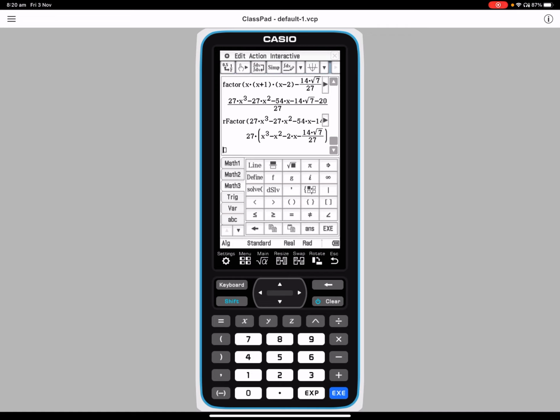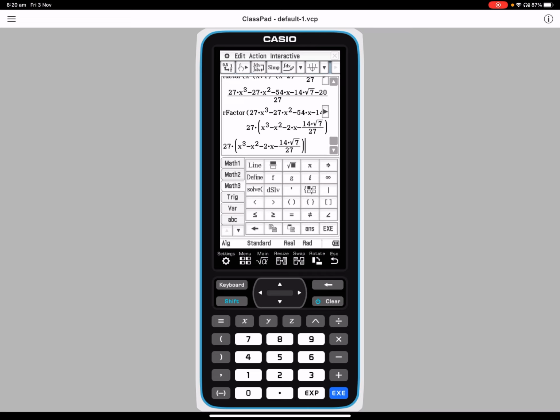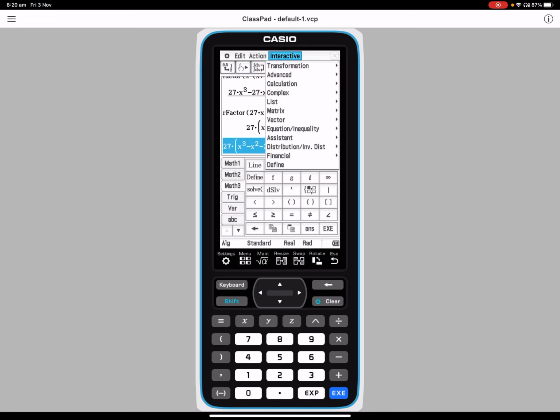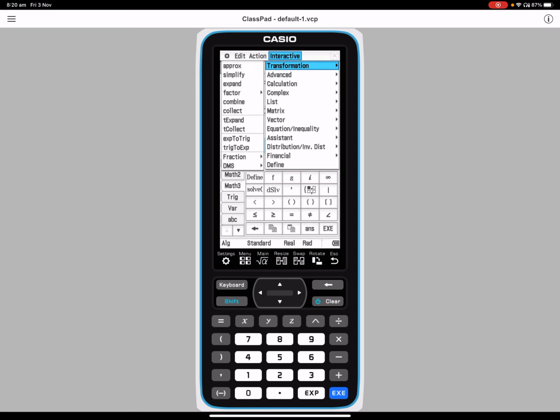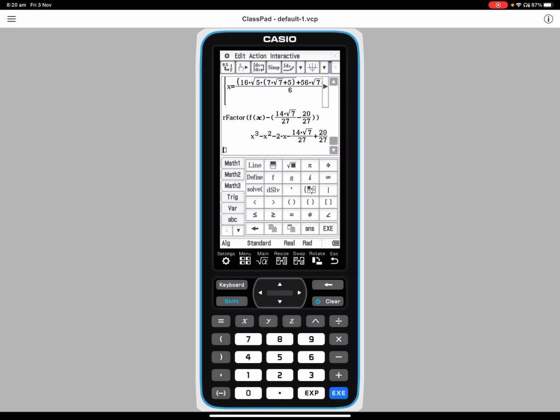Apparently not. But what we can do is get our x-intercepts. What the hell? Okay, I think it's this that I've stuffed up. So let's go back. Let's minus the whole thing. So if we try to factor that, that's not going to work either. Let's try solve it.